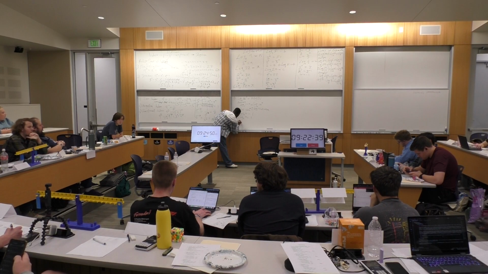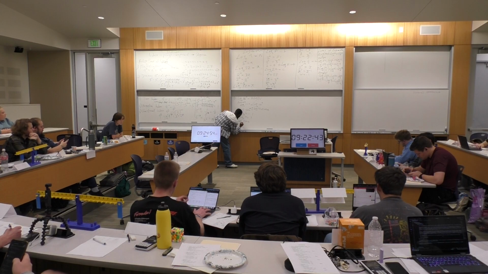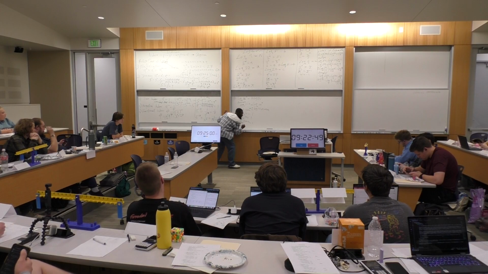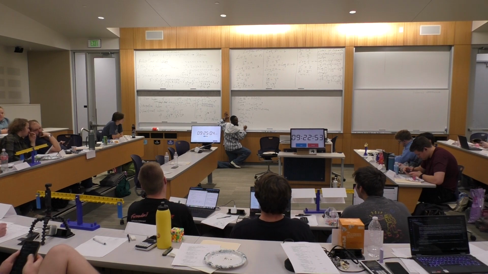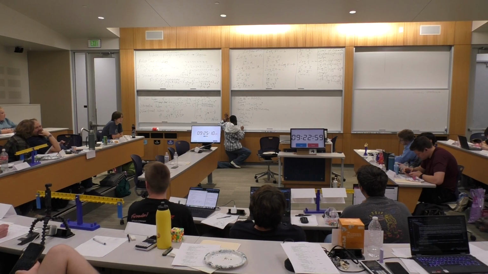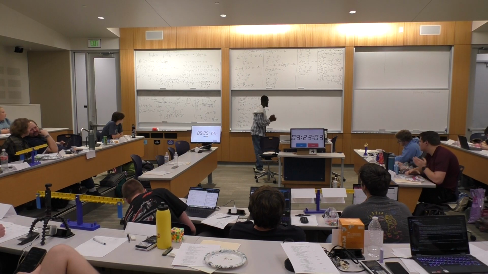So, log 1000 to base 1000 will give you 1. Log 5,000 to base 5,000 will give you 1. Hope this is clear.